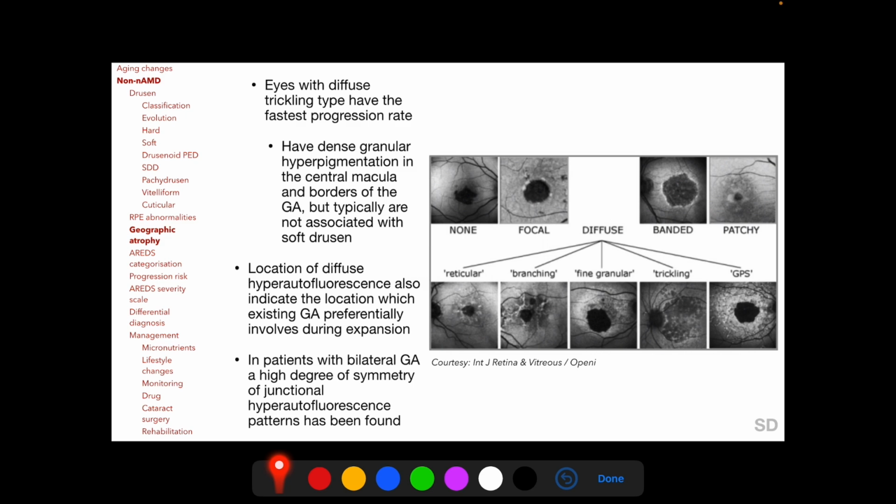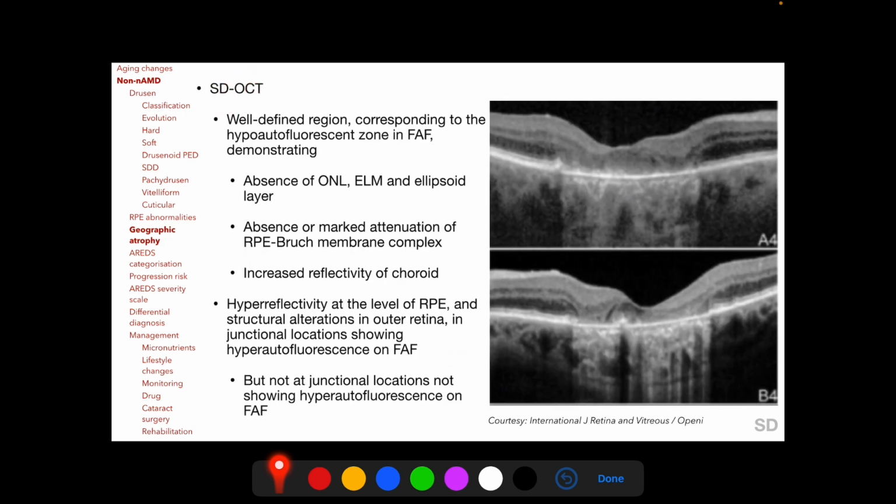On SD-OCT, geographic atrophy appears as a well-defined region, demonstrating absence of outer nuclear layer, external limiting membrane, and ellipsoid layer in the region of geographic atrophy, with absence or marked attenuation of the RPE-Bruch's membrane complex and increased reflectivity from the choroid because of absence of pigment in the overlying retinal pigment epithelium. And this is very important to remember.